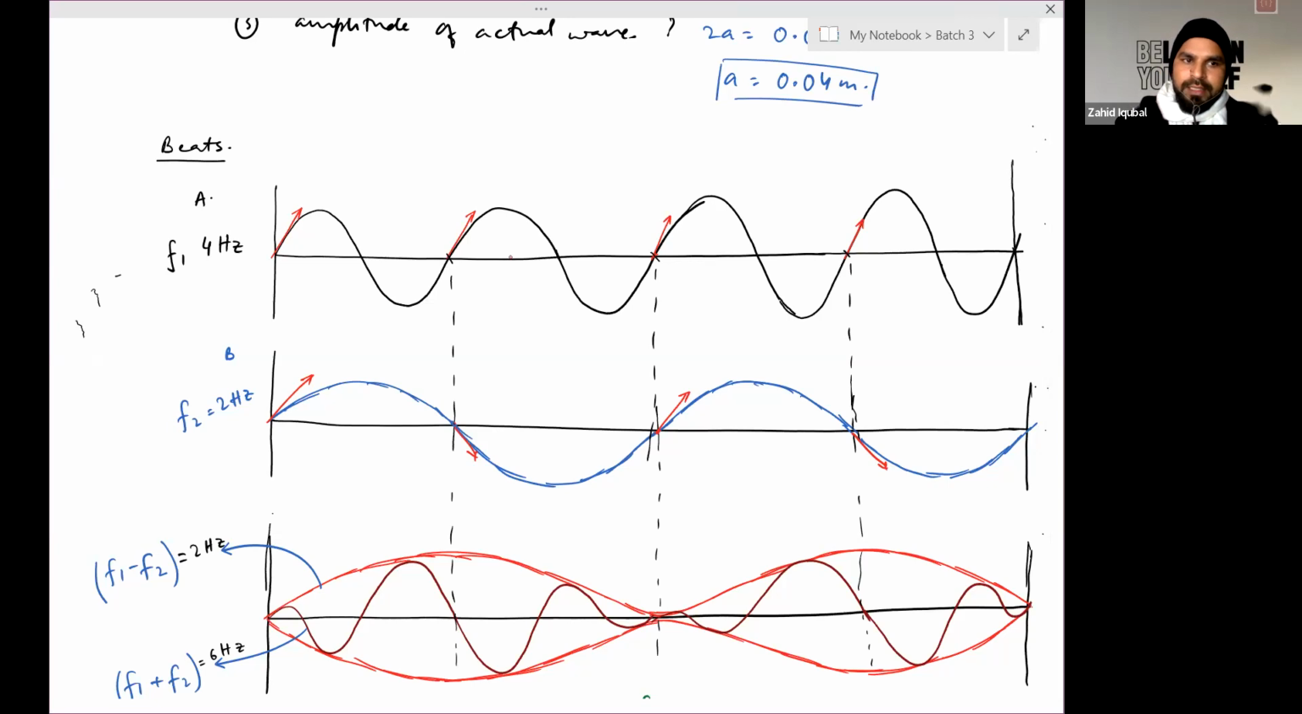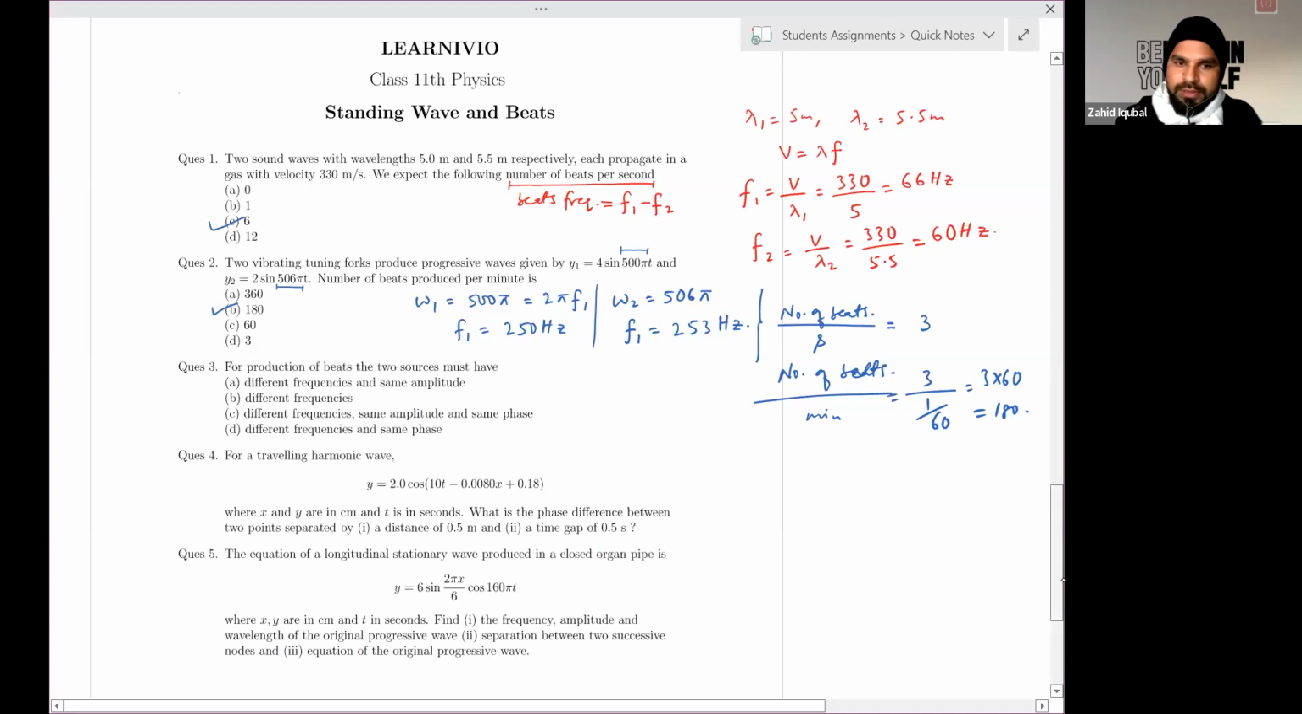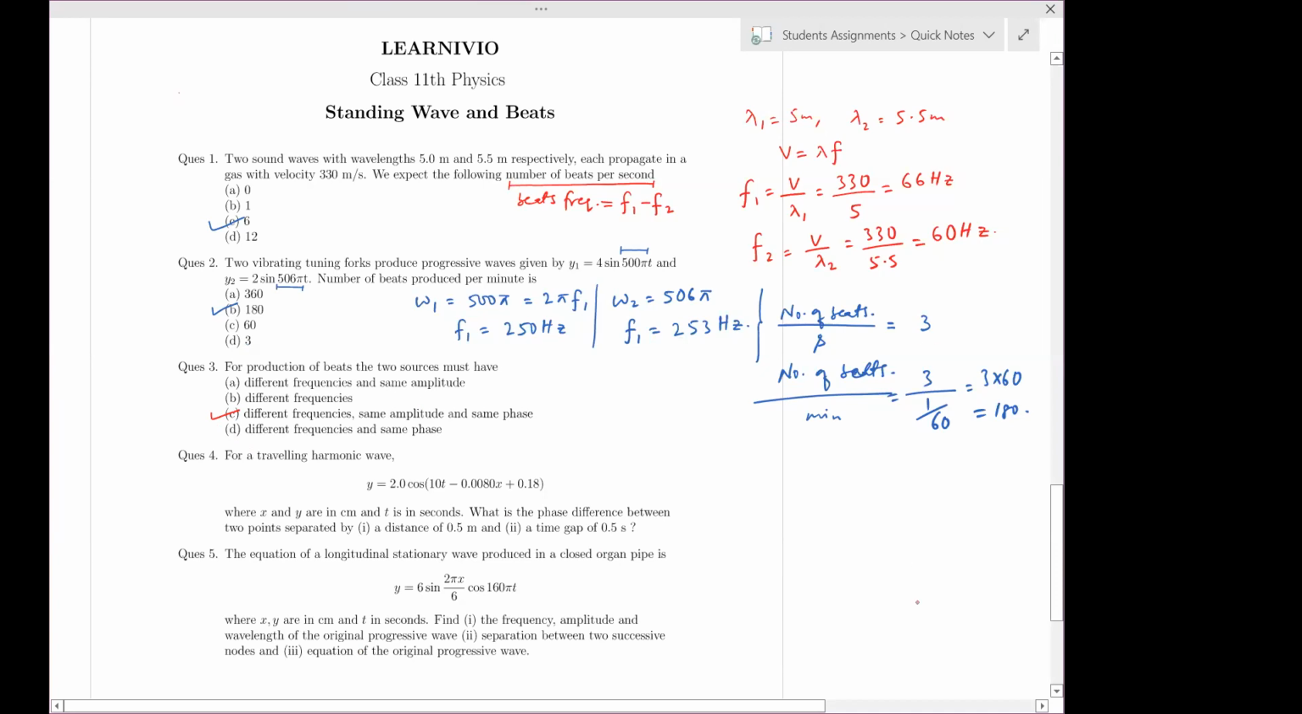In the third part, to overlap it properly so that you get maximum amplitude at the louder point and minimum or 0 amplitude at the faint point, the amplitude of these two waves should be equal to each other. It means for beats, you require different frequency, same amplitude, and same phase. Atif, is it clear? Yes. Okay.